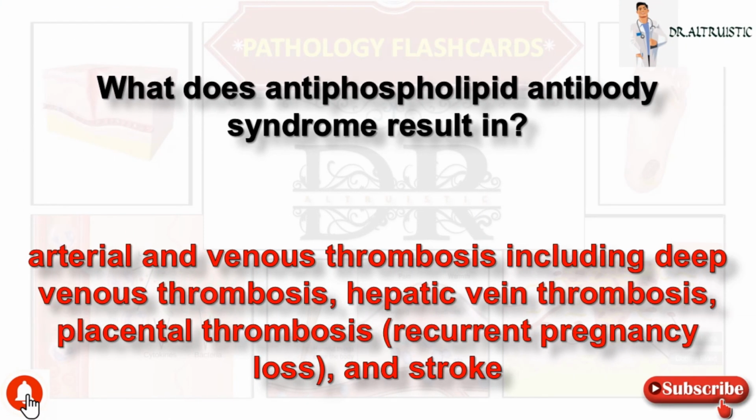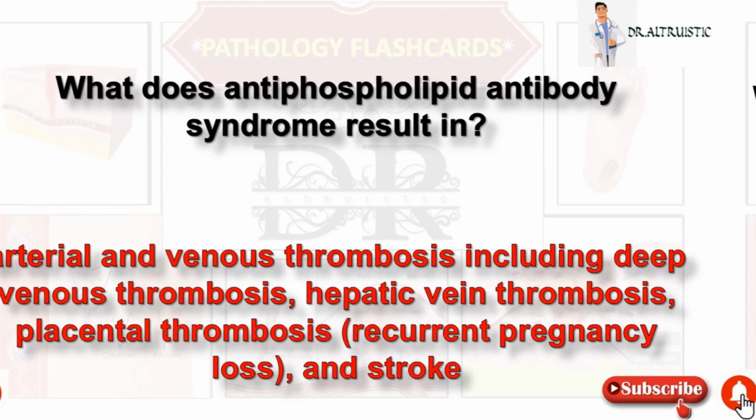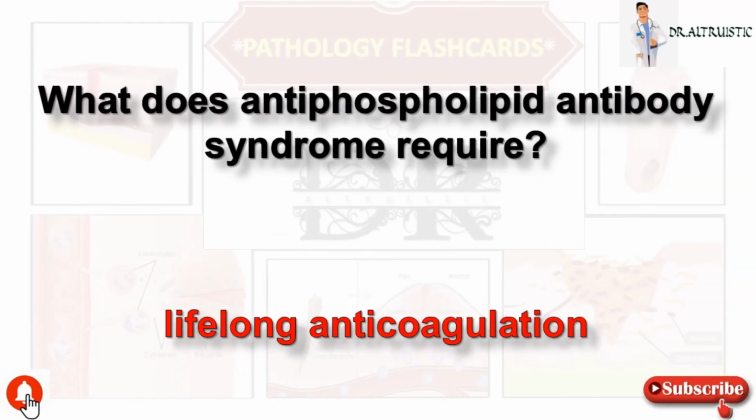What does antiphospholipid antibody syndrome result in? Arterial and venous thrombosis including deep venous thrombosis, hepatic vein thrombosis, placental thrombosis, recurrent pregnancy loss, and stroke. What does antiphospholipid antibody syndrome require? Lifelong anticoagulation.